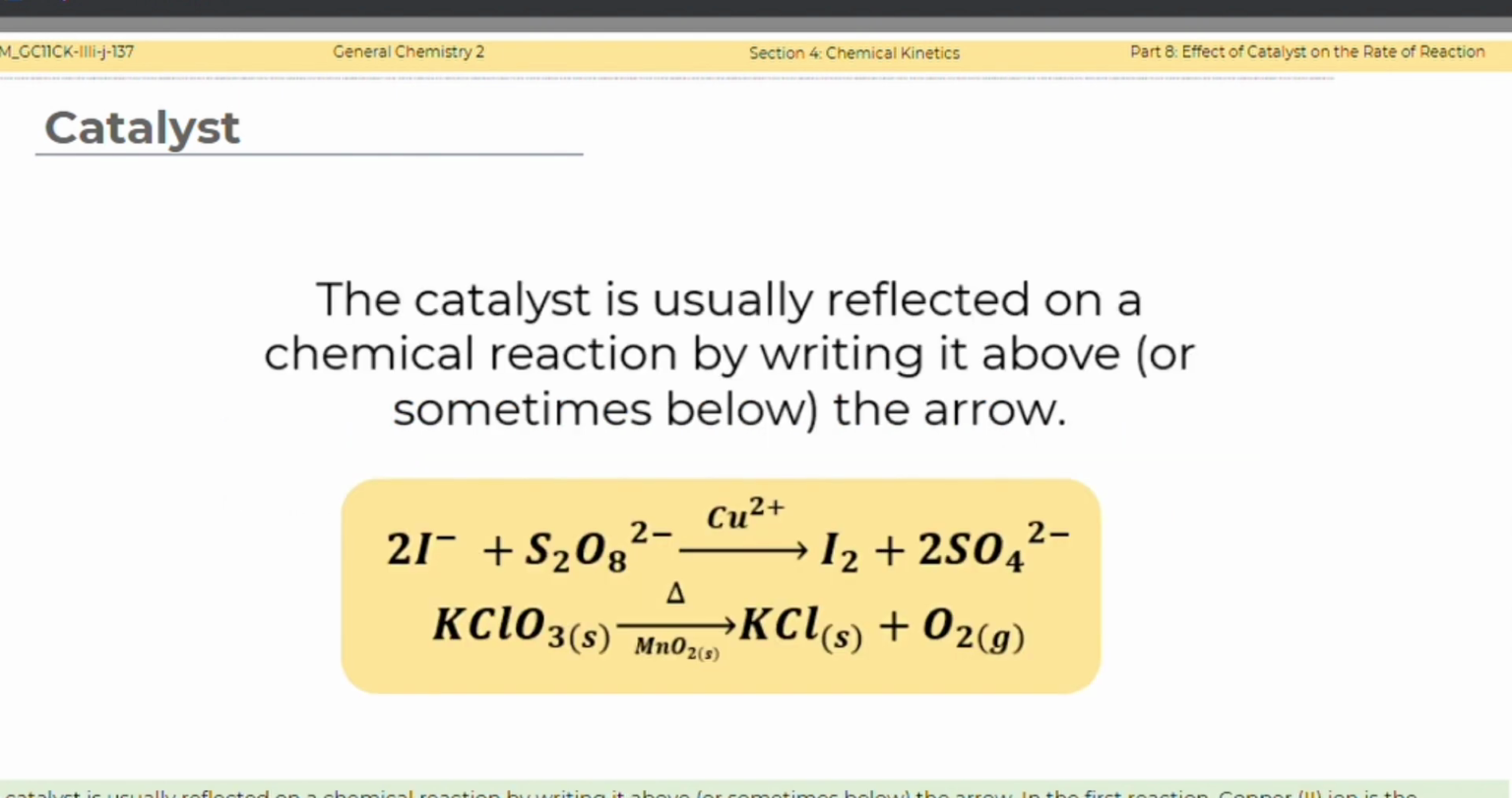The catalyst is usually indicated in the chemical reaction by writing it above, or sometimes below, the arrow. In the first reaction, copper(II) ion is the catalyst, while in the second reaction, manganese dioxide is the catalyst.